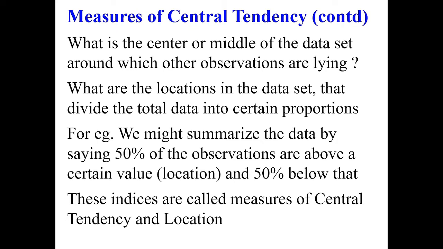So, for example, if you have a data, let's say the height of school going children, if you have a sample of 100 children or 200 children, it's okay to have the data, but to make things simpler, to make others understand, and for your own understanding, you might like to ask yourself, what is the center or middle of the data set around which other observations are lying? Or you can also ask, what are different locations in the data set that divide total data into certain proportions? For example, you can summarize the data by saying 50% are above a certain value and 50% are below the same value. So what we call, these are measures of location.